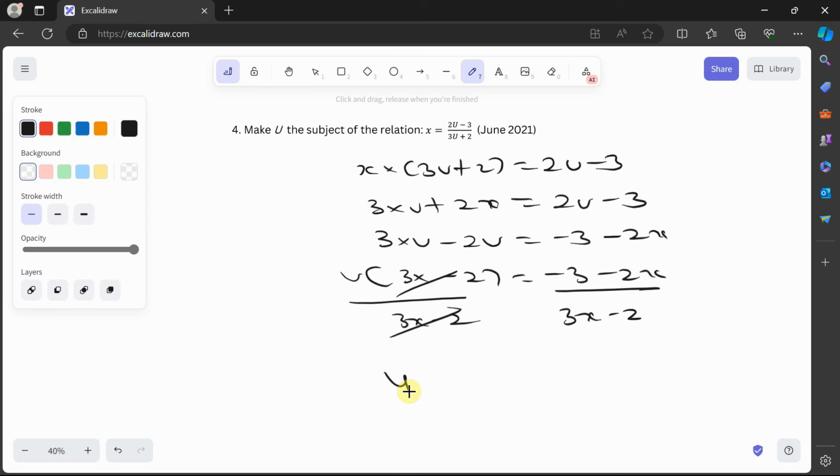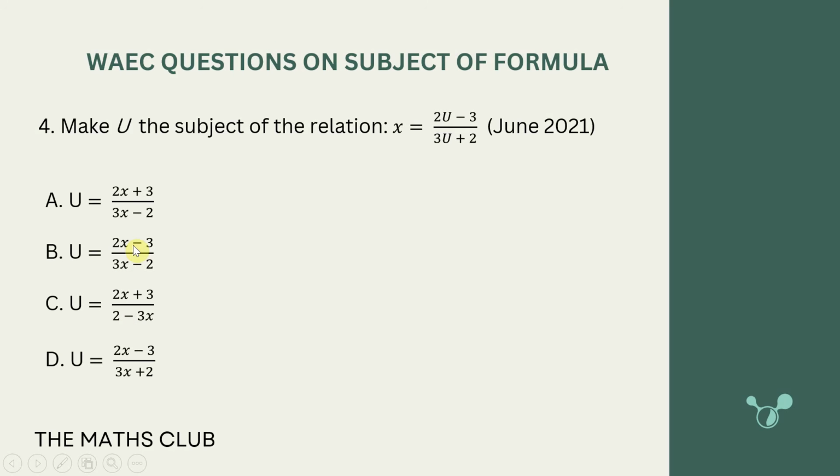So our u will now be equal to minus 3 minus 2x all over 3x minus 2. I'm suspecting that this is not how the options are, but let's see if our options are of this form. Great, so you can see that our options are not of that form. So we need to rewrite our answer to fit any of these options.